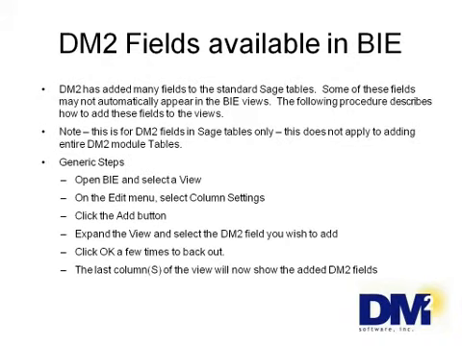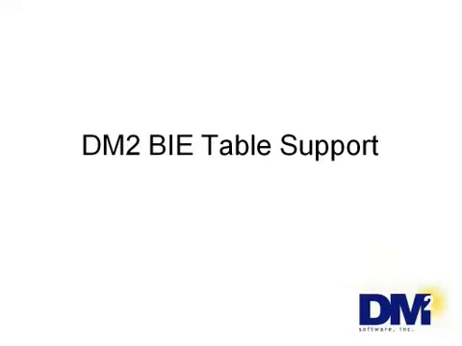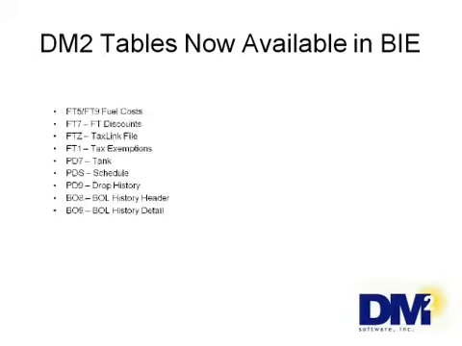This is basically how you go through it. You open BIE on the Edit menu, select Column Settings, you add a button. It's real straightforward. Expand the view and select the DM2 fields you wish to add. So DM2 has fields, for instance, stored in the accounts receivable invoice history detail lines. Now you can access those data elements, things like taxes and stuff, and bring those into your actual analytics that you're doing in BIE.